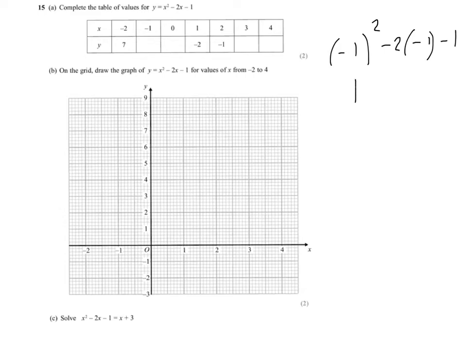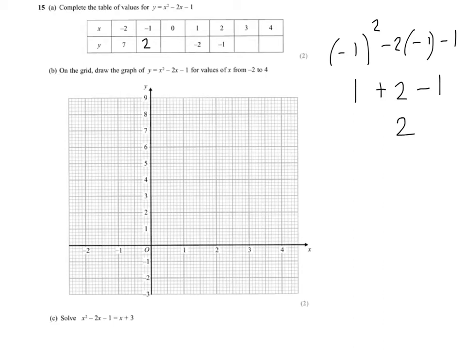So that's going to give me 1. Any negative squared is positive. Minus 2 times minus 1 is plus 2, and then minus 1. And so that comes to 1 plus 2 is 3. 3 take 1 is 2, and that's my first point, 2.